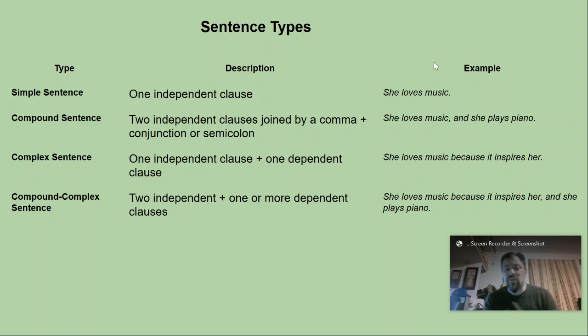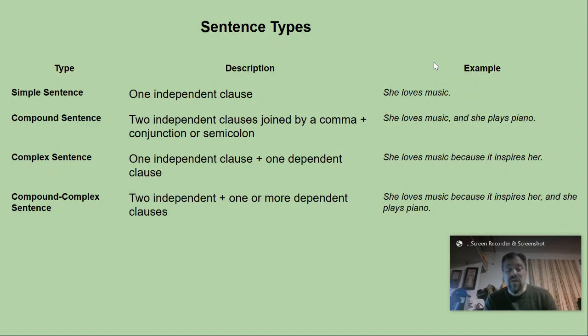A simple sentence just has one independent clause, like "She loves music." A compound sentence basically combines two independent clauses joined by a comma and a conjunction or a semicolon: "She loves music and she plays piano." A complex sentence has an independent clause and one dependent clause. Independent clause just means it can be all on its own, and the dependent clause needs the other one. "She loves music because it inspires her." "Because it inspires her" is the dependent clause because it needs the other side. So you need to have that conjunction in there.